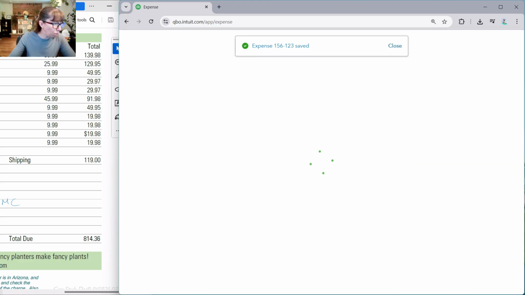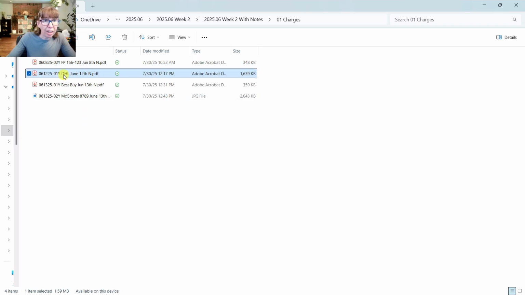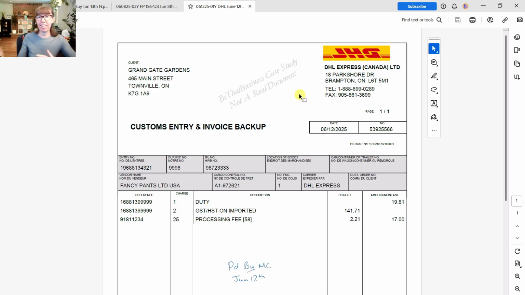And let's see what is next in the folder. We have a DHL. So in this case, DHL handled bringing in those fancy planters. A lot of times the actual business itself who's selling across the border already has this worked into their pricing, and it's usually that you only need to enter the expense.